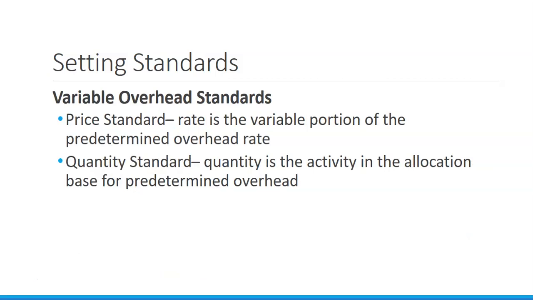So if it takes a half an hour per unit or an hour per unit. And our variable overhead: our variable rate is the variable portion of our predetermined overhead rate, and our quantity is whatever our allocation base is for predetermined overhead. So labor or machine hours or any other allocation base we would use for overhead allocation.